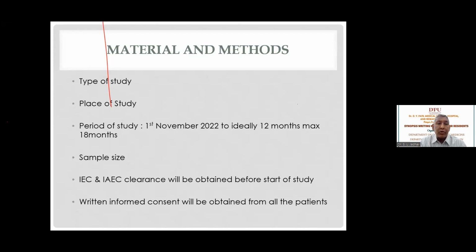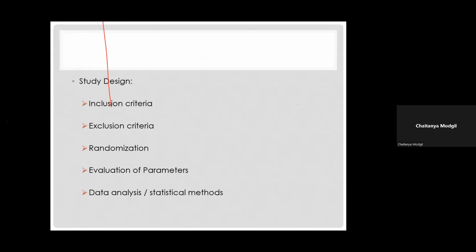Naturally, type of study and place of study should be mentioned. Sample size, you all will get help from the biostatistician. Very, very important is the next sentence. IEC means Institutional Ethics Committee for Clinical Studies, and IAEC is Animal Ethics Committee for Animal Study. Clearance has to be obtained before the start of the study. That's why I told you scientific and then ethics. Ethics will issue you the certificate which you will have to attach to your dissertations. Then written informed consent has to be taken from all patients.